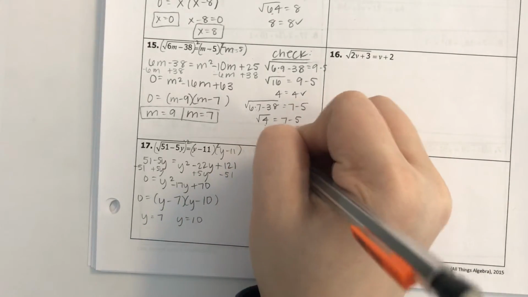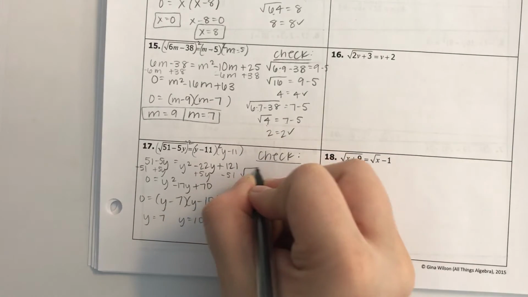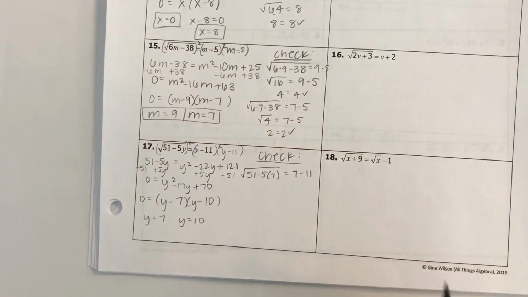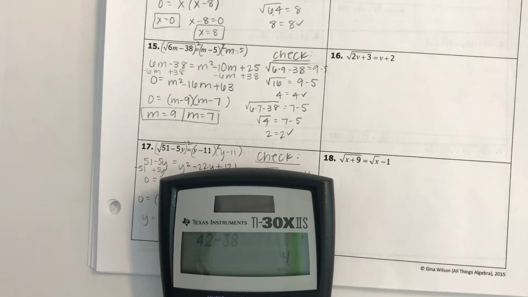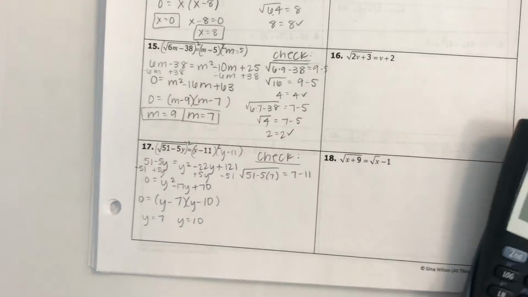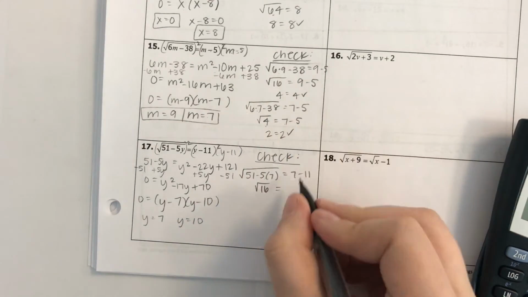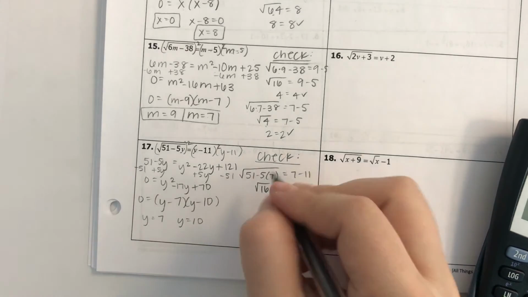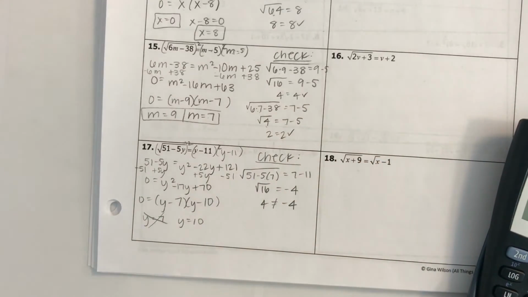Check to make sure. Let's do 7 first. Okay, 51. So 5 times 7 is 35. 51 minus 35 is 16. So square root of 16. 7 minus 11 is negative 4. So when you take the square root of a number, you only want the positive square root. So this would be 4 does not equal negative 4. So 7 does not work.